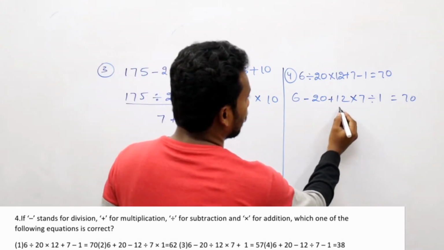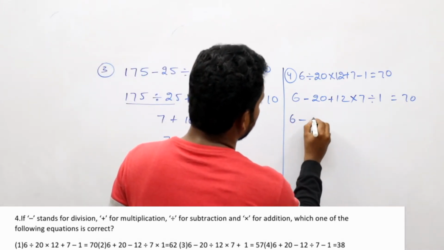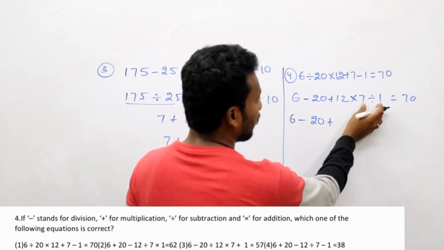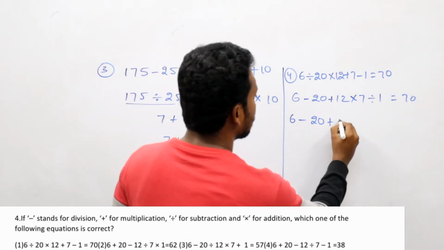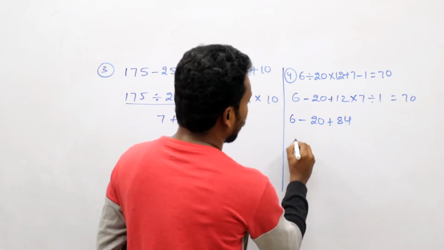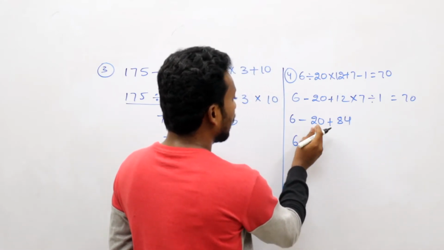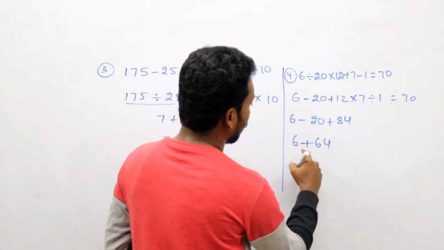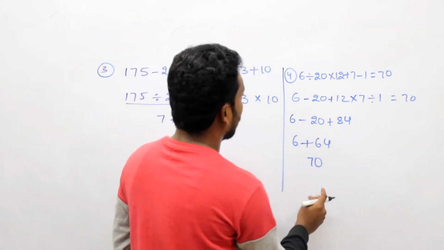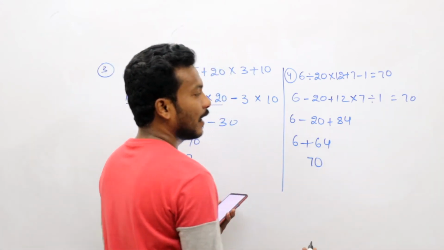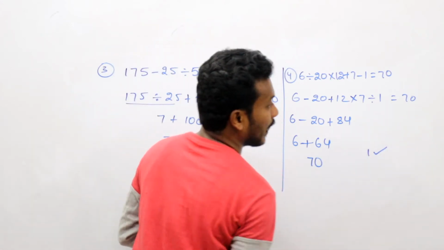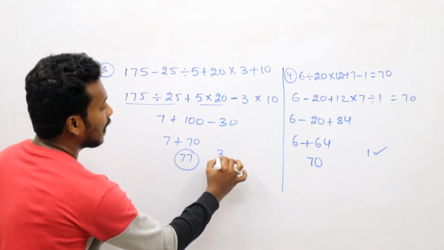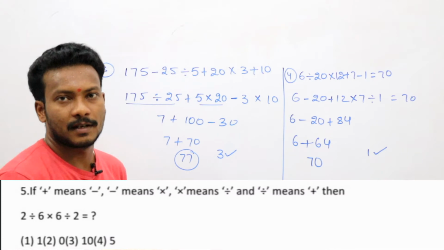Now first one we have to do this one, 6 minus 20 plus 12 into 7, sorry, 7 divided by 1. 12 sevens, that is 84. Now 6 minus 20 plus 84, that is plus 64. 6 plus 64, 70. Now here also 70 only. Now first option is our required answer. Here there is no option, this is 77, that is, our third option is the correct answer. Okay, right?